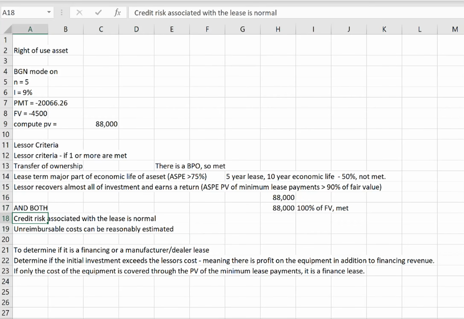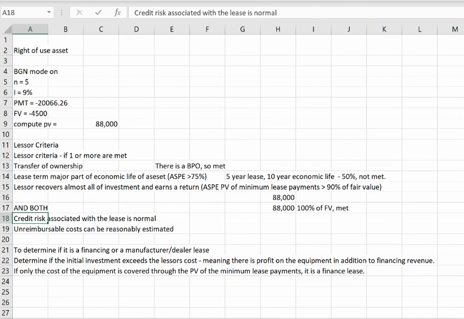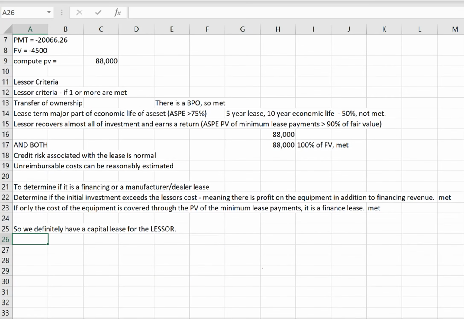So the credit risk associated with the lease has to be normal and the unreimbursable costs have to be reasonably estimated on the part of the lessor, those that will affect the lessor. And so here it says the collectibility of the lease payments is reasonably predictable and there are no important uncertainties about costs that have not yet been incurred by the lessor. So we know that these criteria are met. So we definitely have a capital lease for the lessor. And even though we're under IFRS 16, we're still using the word here, capital lease.